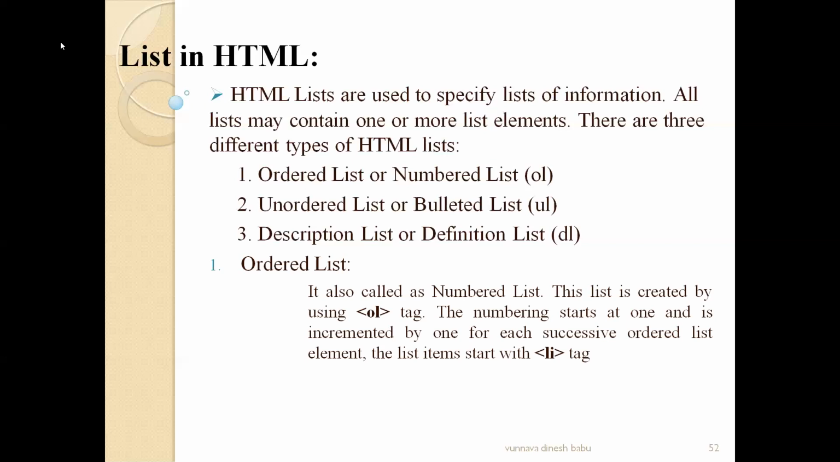As I said earlier, the other name for ordered list is numbered list. And this list is created by using a tag called the ol tag. I have already mentioned it in the braces itself. So if we want to create an ordered list on a web page, we have to use the ol tag. The numbering starts at 1 and it is incremented by 1 for each successive ordered list element. The list items start with the li tag.